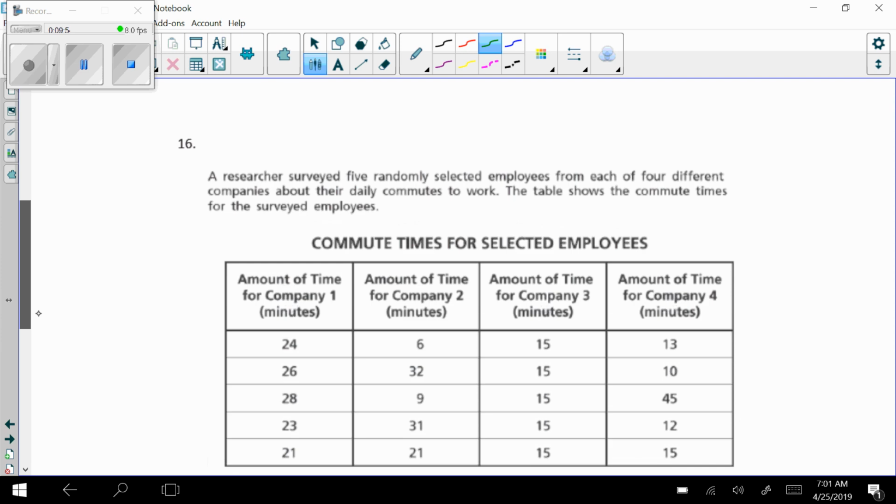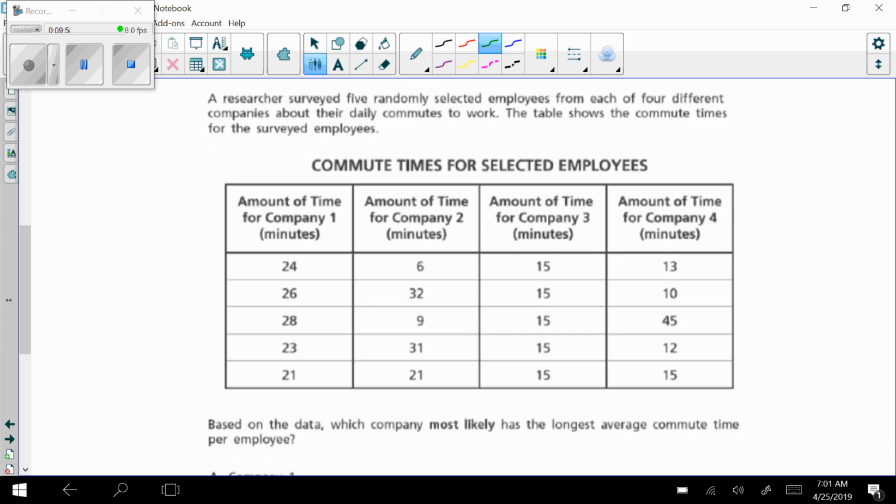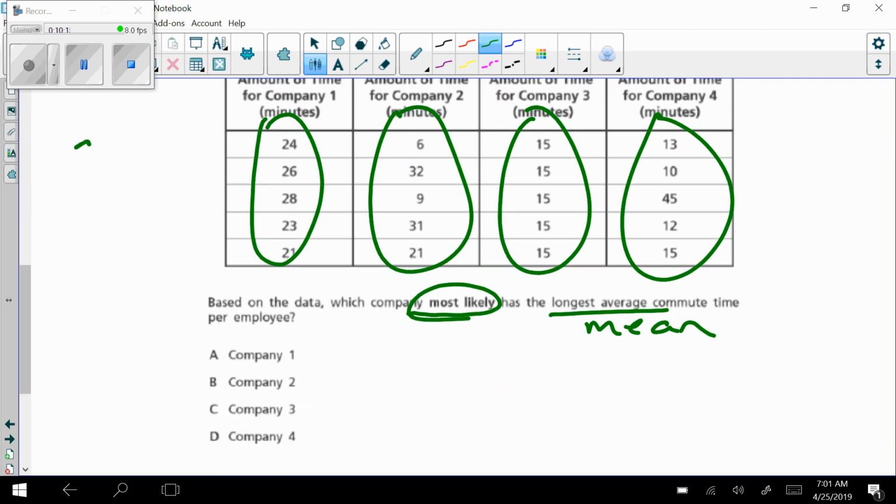This might be the last problem, I'm not sure. A researcher surveyed 5 random people. Based on the data, which company most likely has the longest average commute? Add them up, divide by 5. Remember, the average, which is the same as the mean, is equal to the sum over the number.